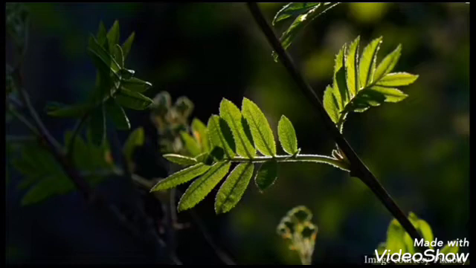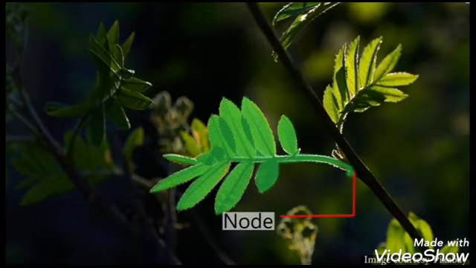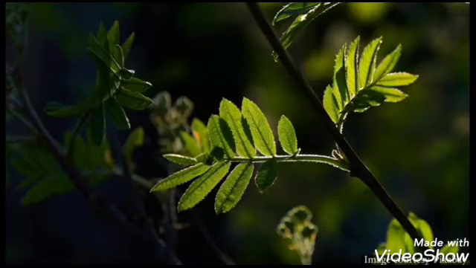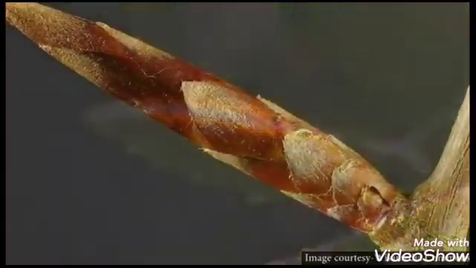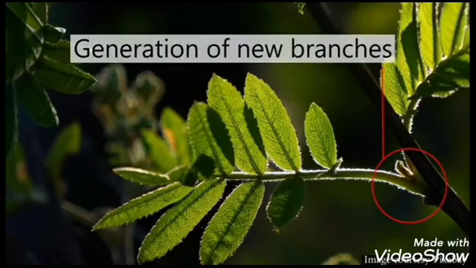Students, leaves are produced at the stem. The point where leaves come out is the node. The part of the stem between two nodes is the internode. The tip or the apical end of the stem is called a bud. This bud keeps the stem growing. At the node, the stem produces the branches.